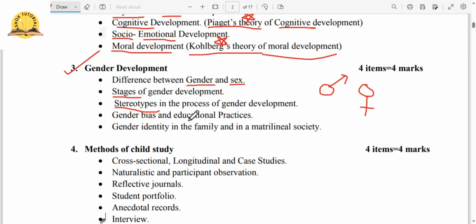Then gender bias and educational practices. See, bias is a very negative word, right? So what are the different types of gender biases we face during educational practices? We will be learning about that. Now, gender identity. How do we identify in the family and in a matrilineal society? So this is a very, very interesting topic. So gender identity in the family and in a matrilineal society. I have many things to say about this particular point, but I'll say it once we discuss the topic. All right.